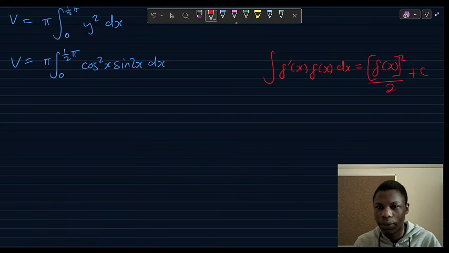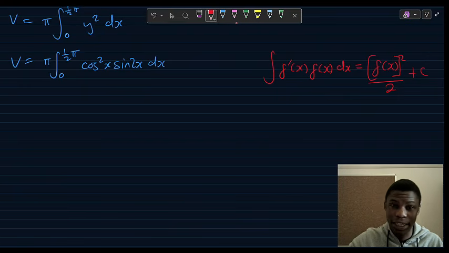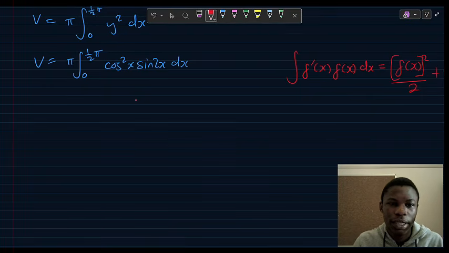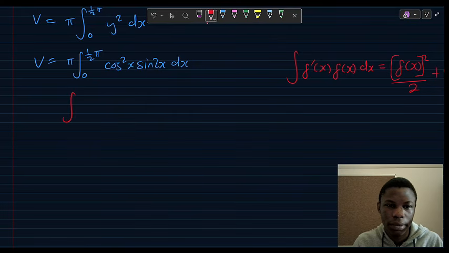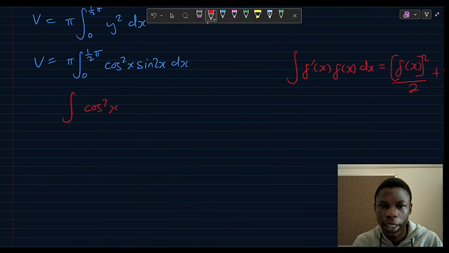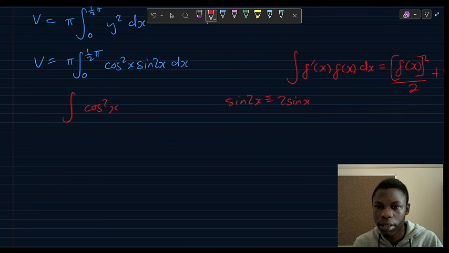All right, so in this case, we do have the form f prime of x, f of x, but let's actually show that. If we focus on expanding sine 2x, we know that sine 2x is identical to 2 sine x cos x, right? That means I can rewrite this as cos squared x times 2 sine x cos x. And this is with respect to x.